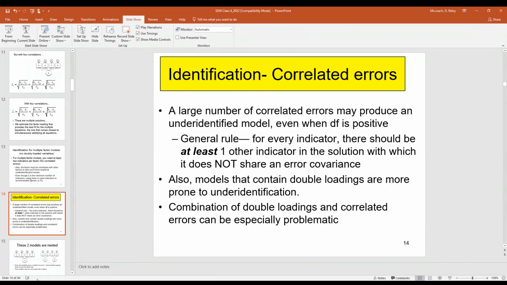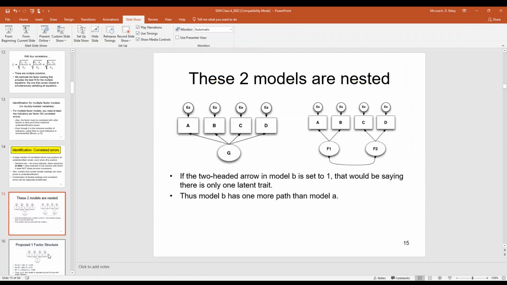And I did put a nice handout that's from Dave Kenny, actually, about what you should be thinking about when you build measurement models. So it's up online, and you should definitely read through that handout. But this is kind of like the high points from that.